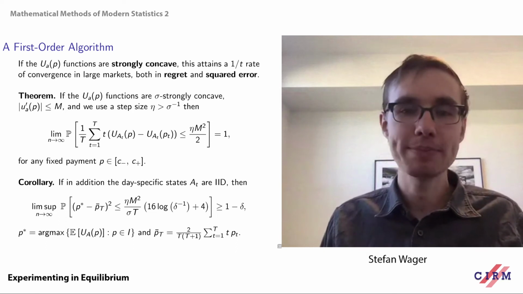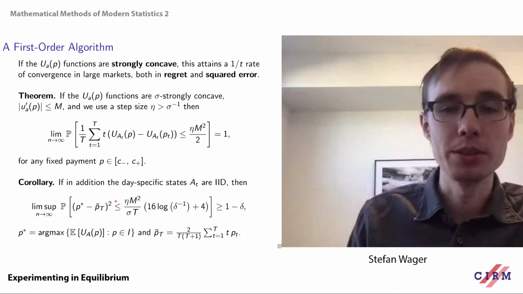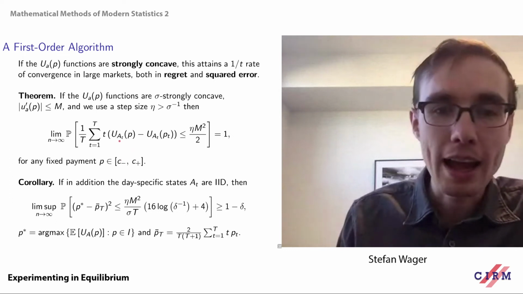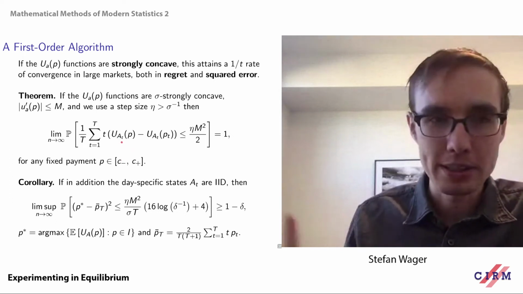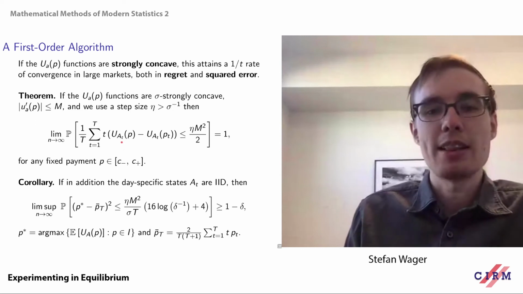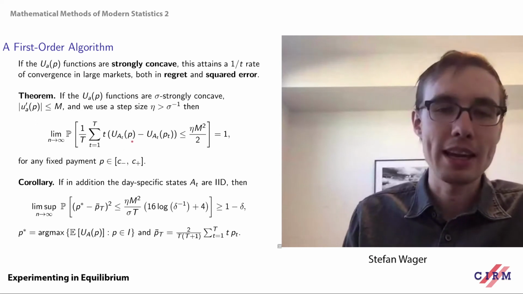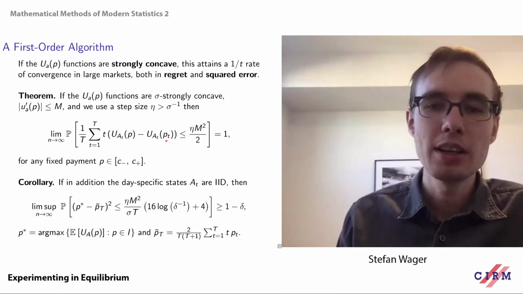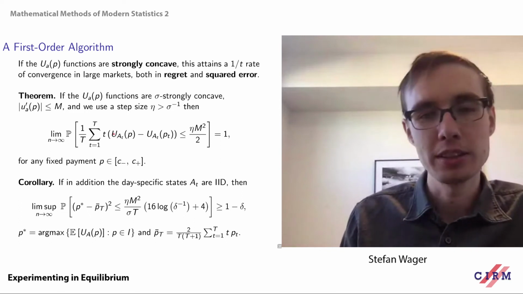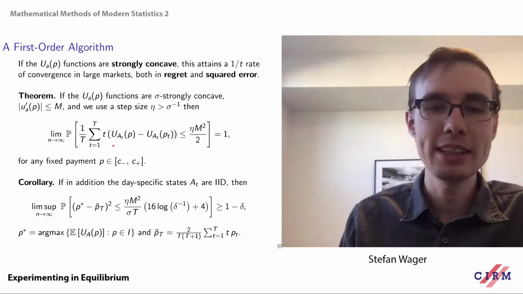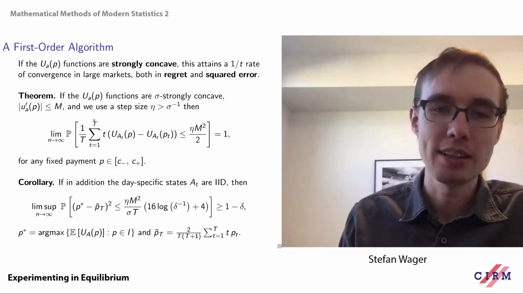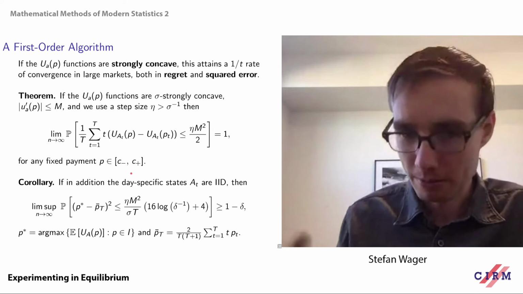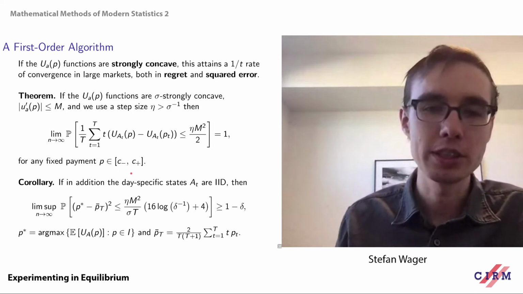So you can have a first result that only relies on convexity, or concavity, of the U functions. And this holds for any sequence of daily states A_T. It shows that if you pick any fixed payment P, and then there's the sequence P_T you learn, and you take the utility shortfall at day T and upweight it by T, then this is of constant order, which corresponds to a 1/T rate of convergence.